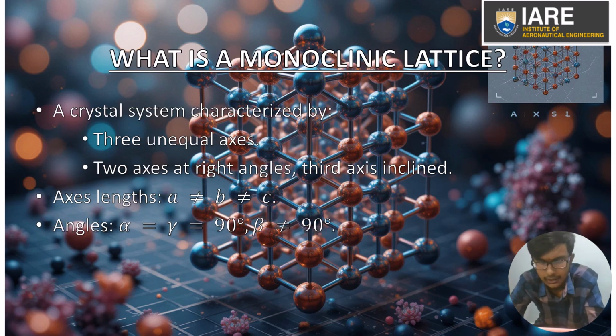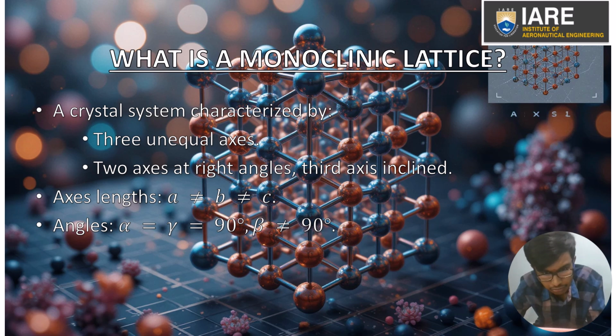Now let's go through the question of what is a monoclinic lattice. Any crystal system is characterized by 3 unequal axes, with 2 axes at right angles and the third axis inclined. This monoclinic lattice specially has this kind of systematic arrangement. Let's consider the lengths of axes as a, b, and c. In a monoclinic lattice, these 3 are unequal. Axis lengths a is not equal to b, b is not equal to c, and a is not equal to c.